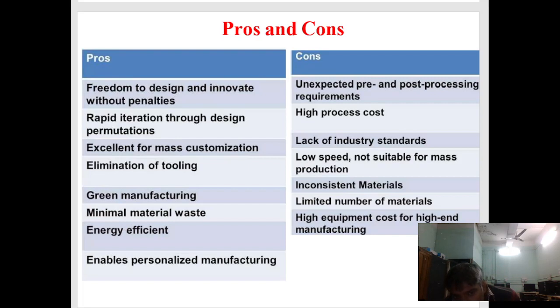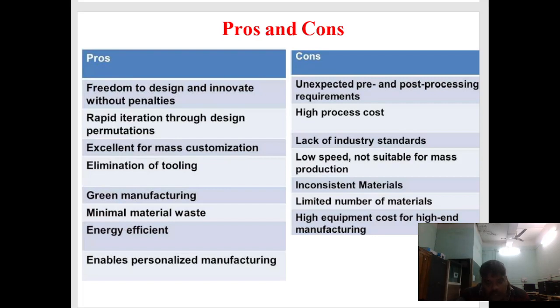Limited number of materials is a con. We cannot manufacture all materials using additive manufacturing. Energy efficiency is a benefit. High equipment cost for high-end manufacturing is a disadvantage. Enabling personalized manufacturing is an advantage. So these are the advantages and disadvantages.